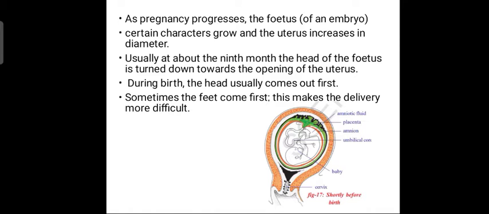Usually at the ninth month, the head of the fetus is turned towards the opening of the uterus. So during birth, usually the head comes out first. In some cases, the feet may come first. This makes the delivery more difficult, and then they refer for a C-section, that is cesarean, where an operation takes place. But actually the head has to come out first.